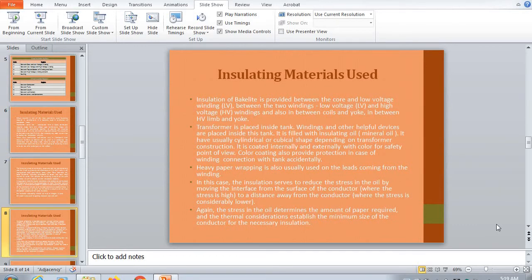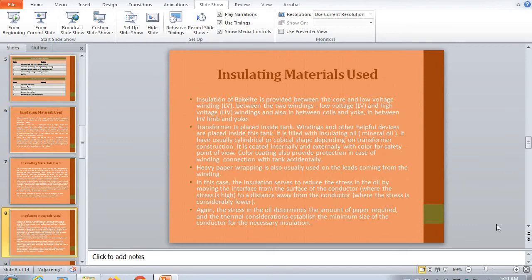Insulation of bakelite is provided between the core and low voltage winding, also between the two windings, that is the low voltage and high voltage windings, and also between coils and yoke and high voltage limb and yoke. The transformer is basically placed in a tank. Windings and other helpful devices are placed inside this tank. It is filled with insulating oil, that is mineral oil. It usually has a cylindrical or cubical shape depending on the transformer construction, and it is coated internally and externally with paint from a safety point of view. Paint coating provides protection in case of winding connection with the tank accidentally.